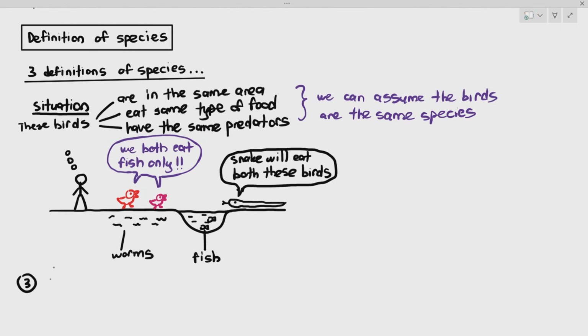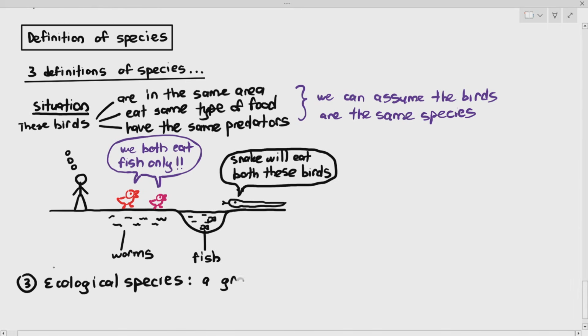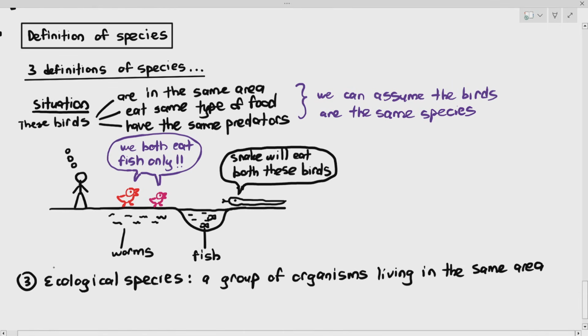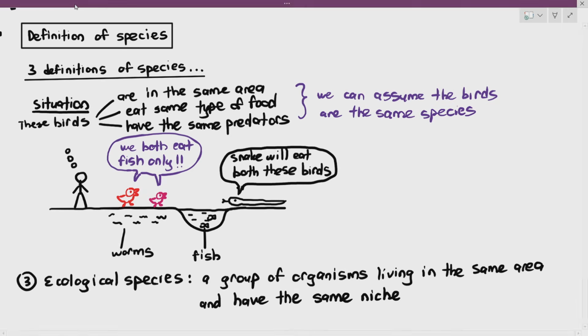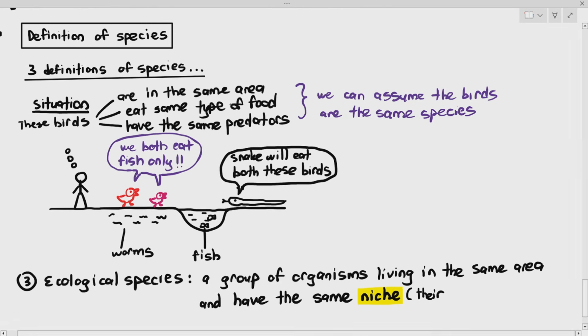And this is the third definition of species, which is known as ecological species. Ecological species just means a group of organisms living in the same area and have the same niche. You need to know the word niche, by the way. And niche basically means the function of the organisms in the environment.